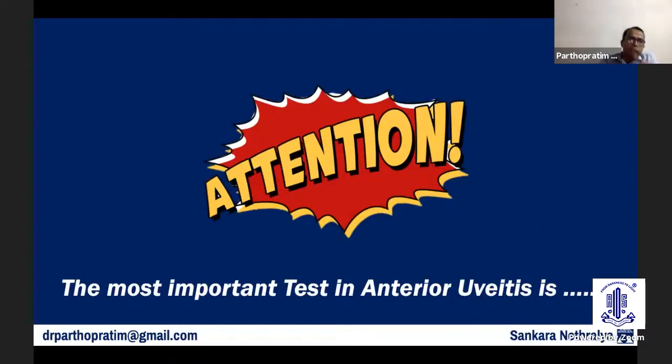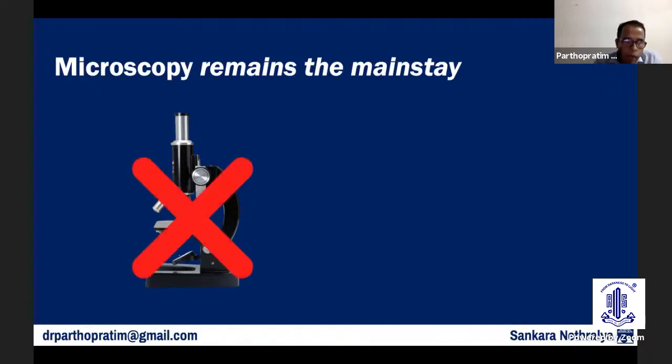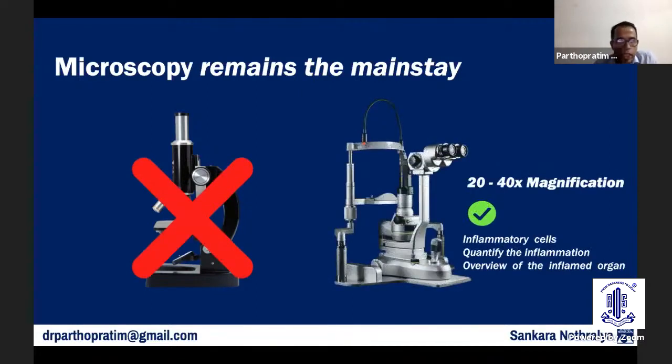Let me start the discussion with the most valuable and important test in anterior uveitis. It is the microscopy, which can be used as the most important tool in the evaluation of a case of anterior uveitis. No, I'm not talking about this microscope. I'm talking about the microscope which can give up to 20 to 40x magnification and can help us to see the inflammatory cells, can quantify the inflammation, and can provide overview of the inflamed structures. I think we are the only subspecialty in medicine who can observe the ongoing inflammation with our naked eye.